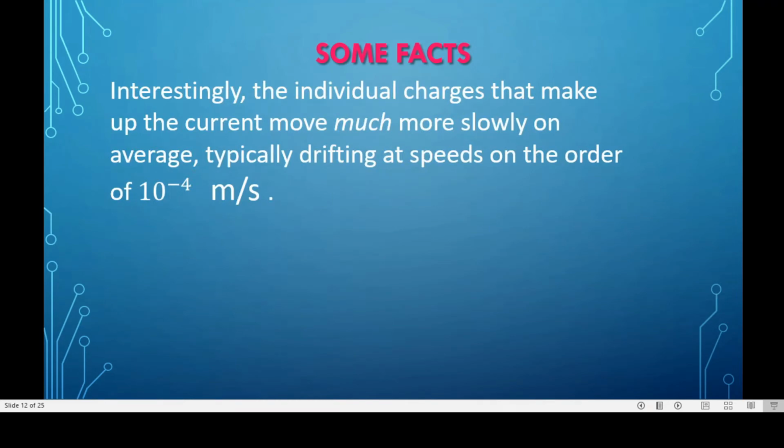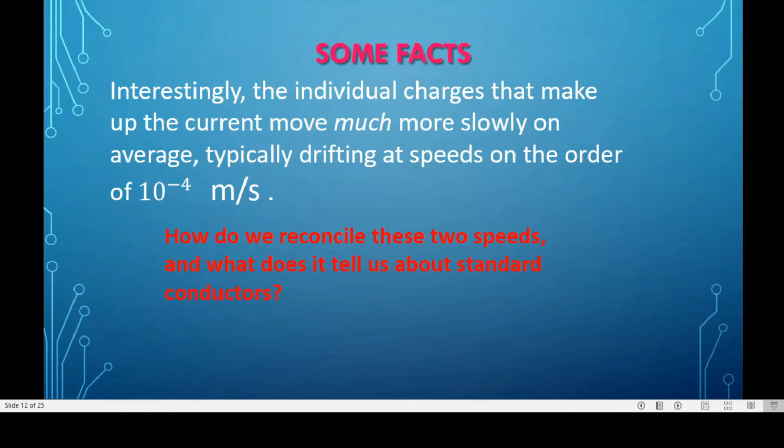the flow of current is denoted as the flow of electrons. But the individual charges that make up the current move much more slowly on average, typically drifting at speeds on the order of 10 power minus 4 meter per second. How is it possible? Let's move to the next topic.